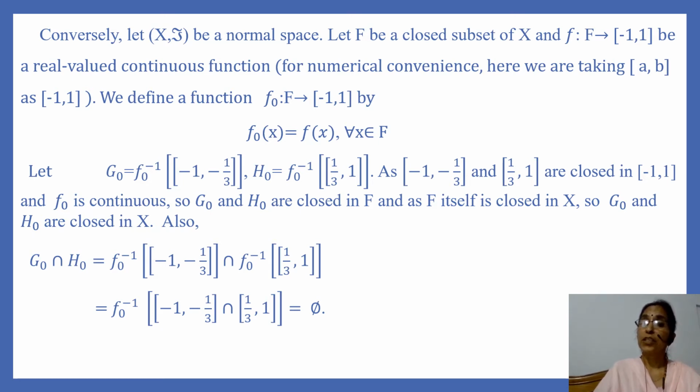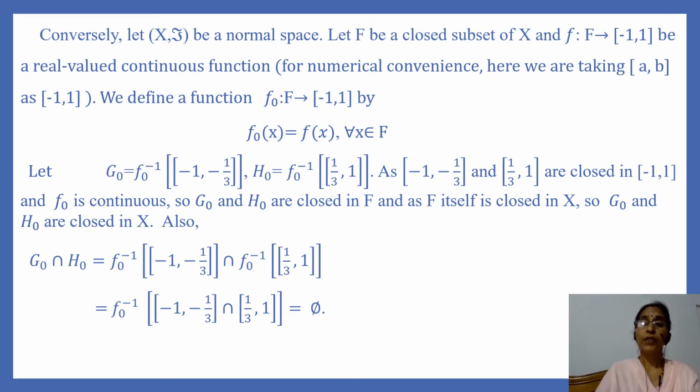And as these intervals are closed in [-1, 1], as these intervals are closed in the usual topological space, these are also closed in the subspace closed interval [-1, 1], and f naught is continuous, and we know that the inverse image of any closed set under a continuous map is closed, and so here g naught and h naught are closed in F. As F itself is closed in X, so g naught and h naught are closed in X.